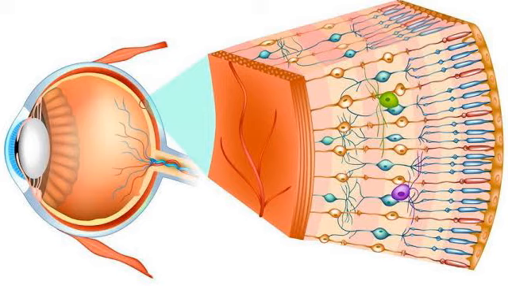The next layer after the external limiting membrane is the outer nuclear layer. This contains the nuclei of rods and cones.